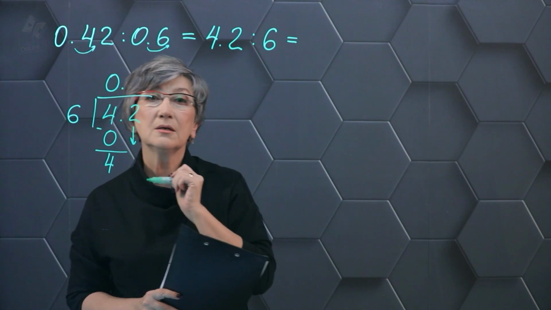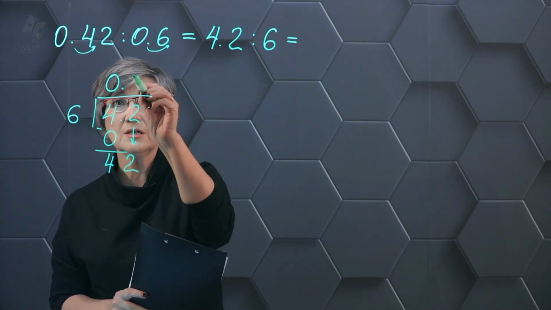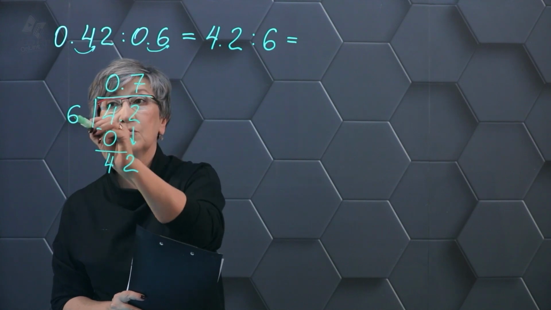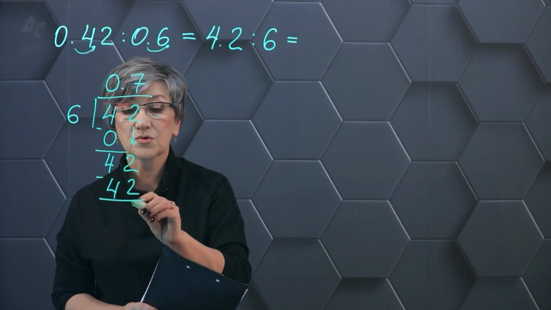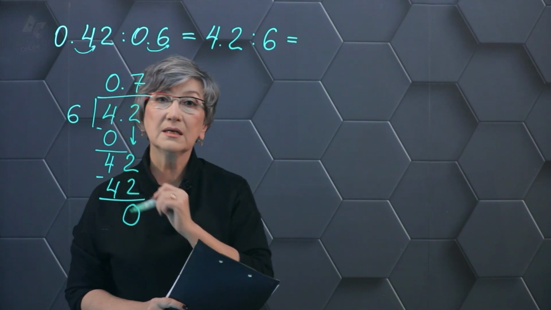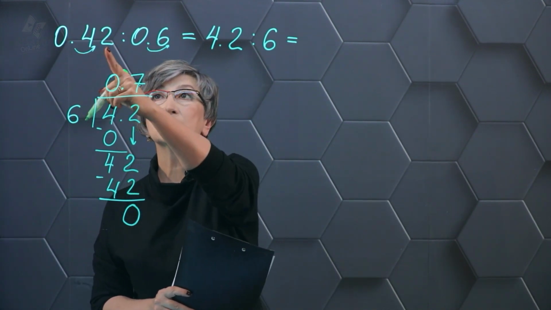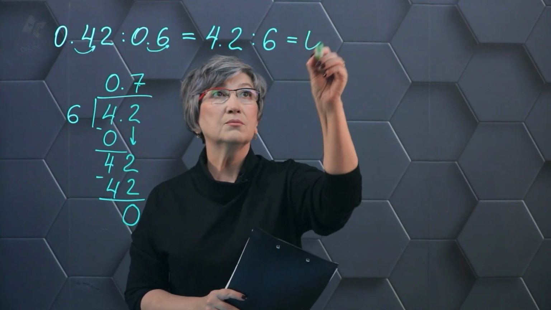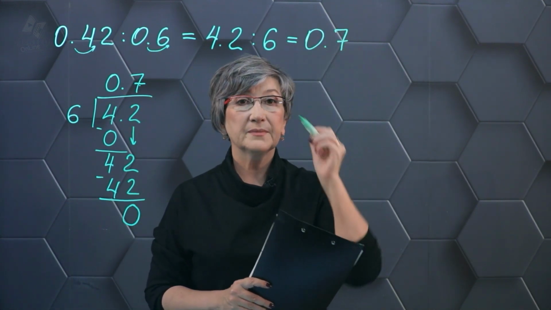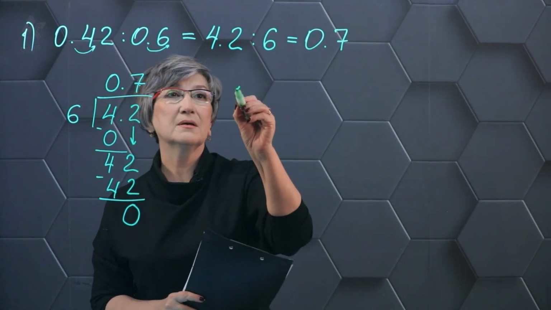Dividing 42 by 6 gives the result of 7, and multiplying 6 by 7 yields 42. The dot's placement within the quotient is crucial. 42 subtracted by 42 yields 0. The remainder is 0, so I've done the division. So 0.42 divided by 0.6, I've got 0.7. Now, this is another example that we're going to look at.